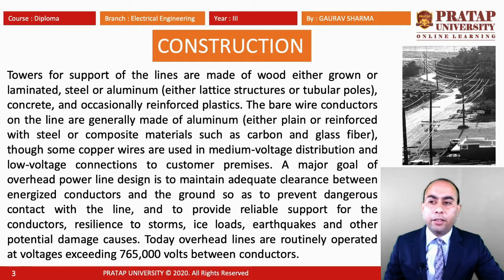The bare wire conductors on the line are generally made of aluminum with steel or composite material such as carbon and glass fibers. Now, a major goal of overhead power line design is to maintain adequate clearance between energized conductors and the ground, so as to prevent dangerous contact with the line and to provide reliable support for the conductors, with resilience to storm, ice load, earthquake, and other potential damage that may occur.